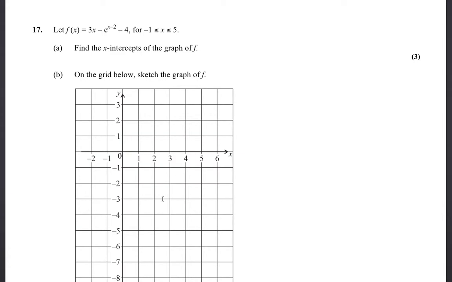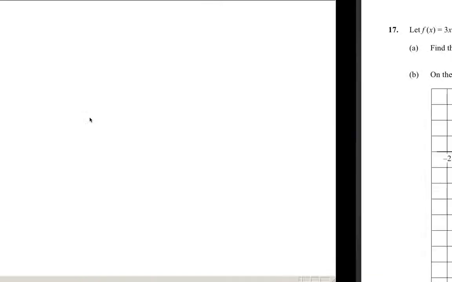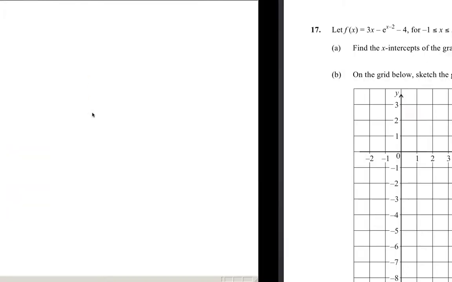Let f of x equal to 3x minus e raised to x minus 2, minus 4, for x between minus 1 and 5. Find the x-intercepts of the graph, and on the grid below, sketch the graph of f. Okay, let me graph it. 3x minus e raised to x minus 2, minus 4.